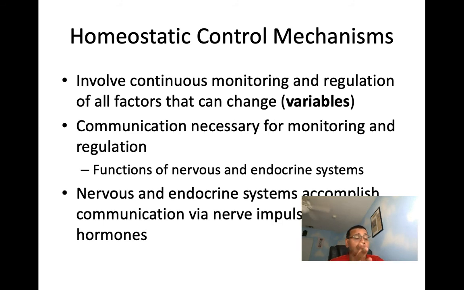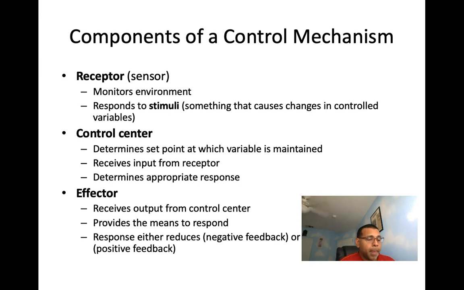So when we talk about homeostatic control, again, it involves continuous monitoring and regulation, a communication function of the nervous and endocrine systems, right? And as we said, via nerve impulses or hormones, chemical messengers. Okay, the components of the control mechanism then include, we can see all three components here.